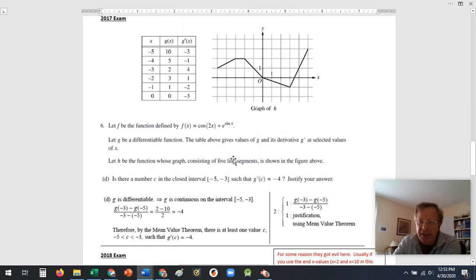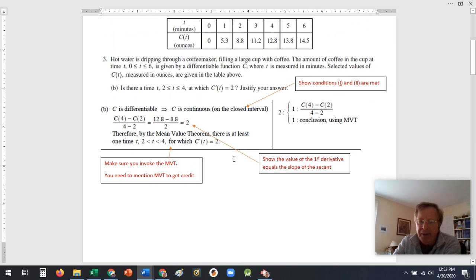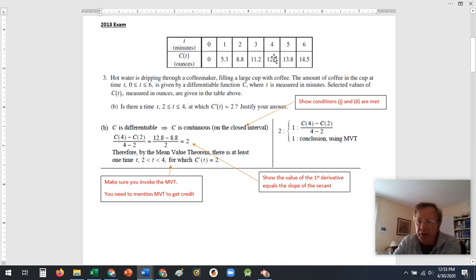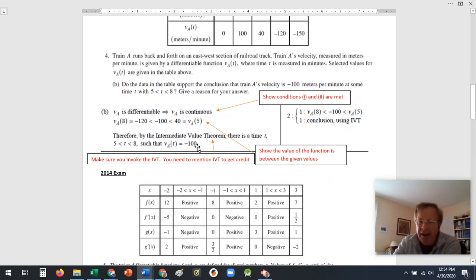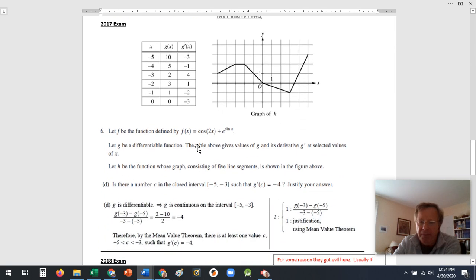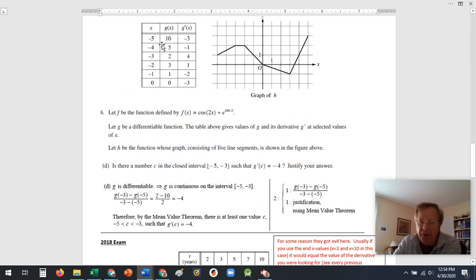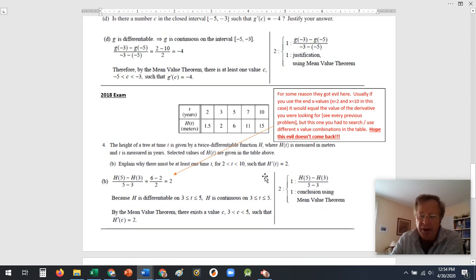Usually, every problem you see here, they talk about the integral from 4 to 2. So if you go up in the table and you use the 4 and the 2 data values, you get the slope of the secant equals the slope of the derivative. Here, they're talking about negative 5 to negative 3. So if you use that data right out of the table, you get the slope of the secant equals the slope of the first derivative, or the value of the first derivative.